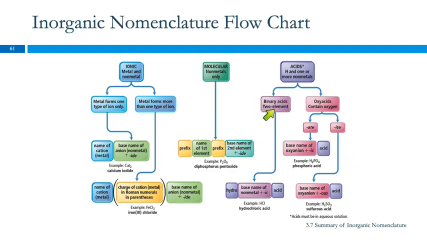The 2 element ones plus hydrocyanic acid use the prefix hydro in front, and then we take that element name and change the ending to ic and add the word acid. So that's a summary of all the inorganic nomenclature.